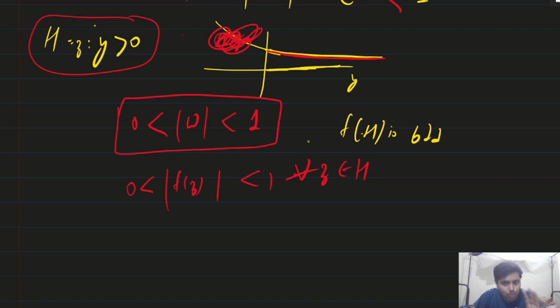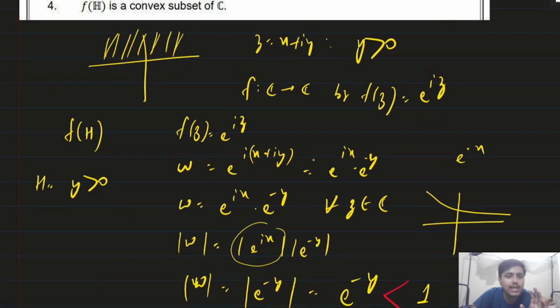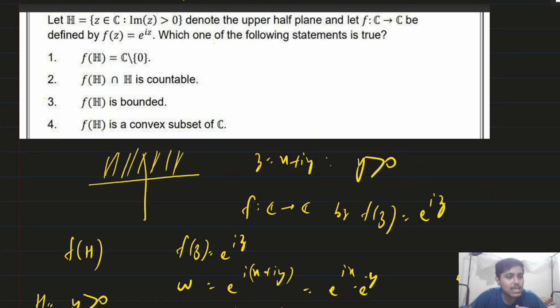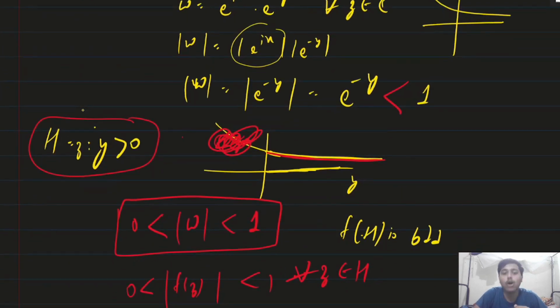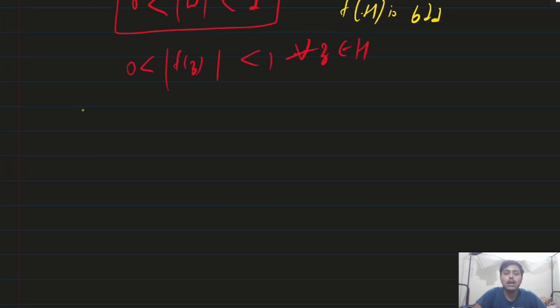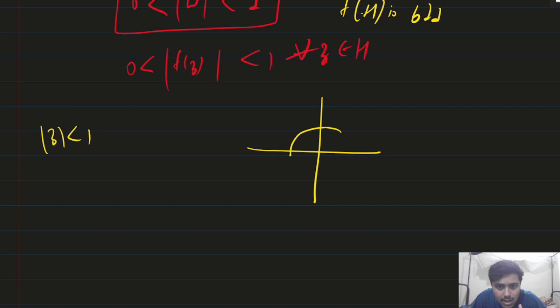Are you clear about it? So from here you can take the second option, but I will also explain why the first, second and fourth options are wrong. Now you see what we got: the modulus of f(z) is greater than 0 and less than 1. Whenever we have mod z less than 1, this is a unit disk, but it cannot be 0, so we are omitting the 0 point.